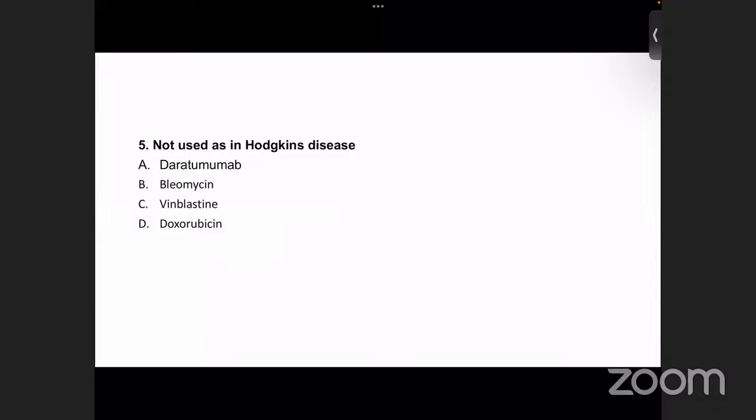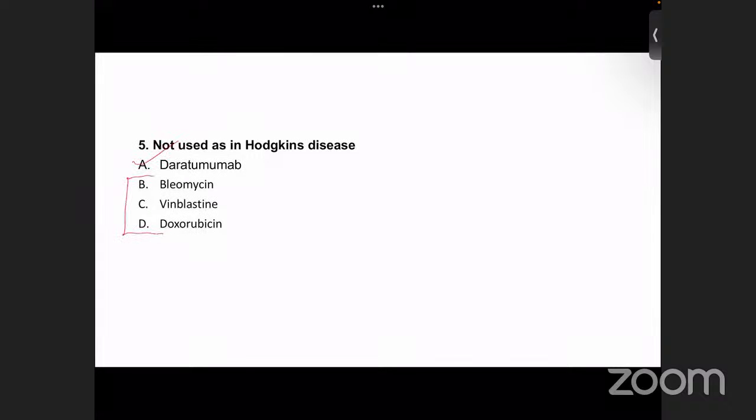So coming to lymphoma, Hodgkin lymphoma, which is not used? The exact question we discussed in the question paper or even in the QRP discussions. So here, what is not used in Hodgkin? Daratumumab, straight away you know, is a monoclonal antibody against CD38, which is used in plasma cell disorders like myeloma. So this is not used in Hodgkin.